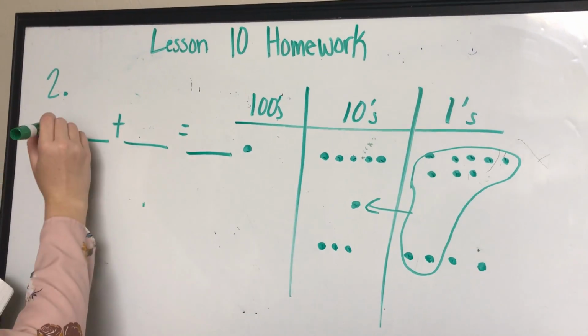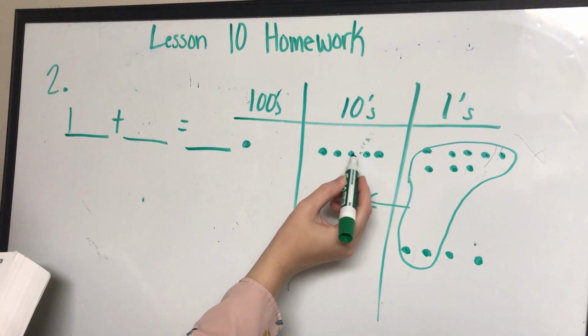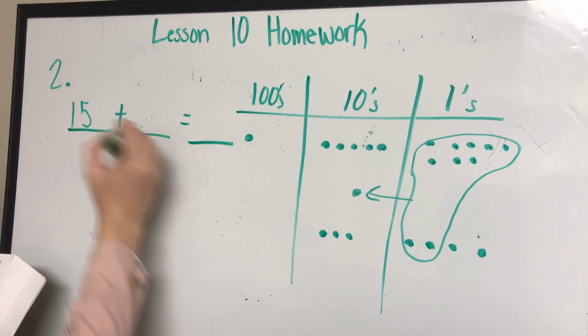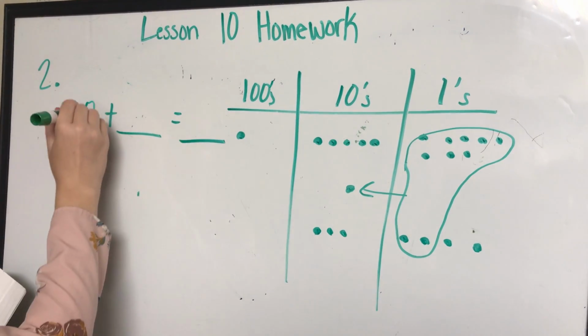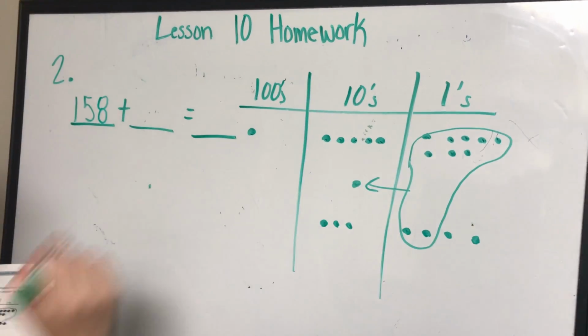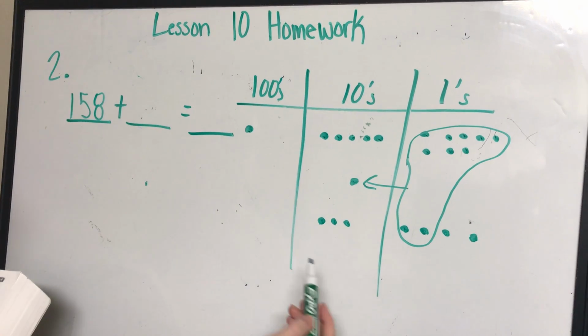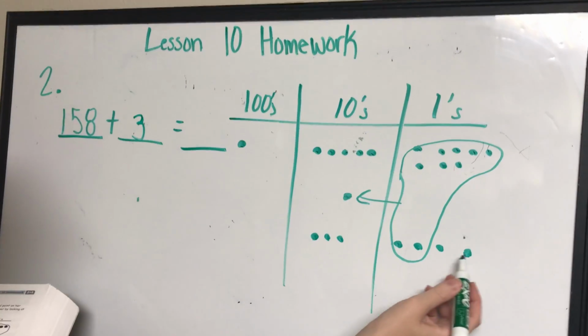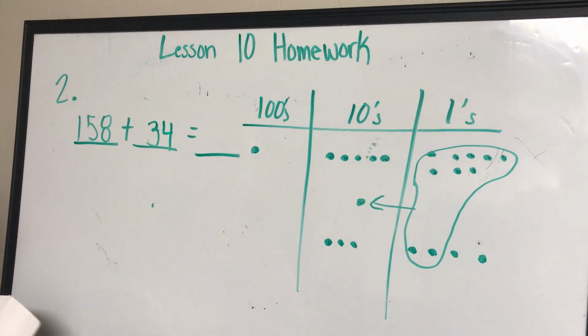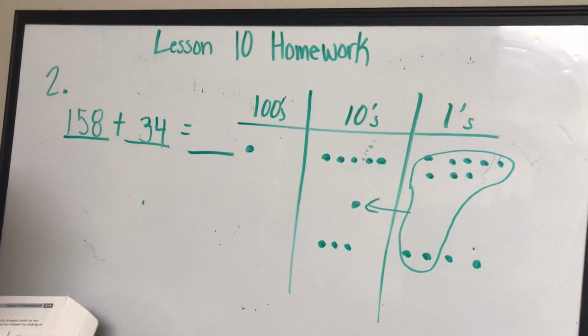So we have 1 in the hundreds, 1, 2, 3, 4, 5 in the tens, 1, 2, 3, 4, 5, 6, 7, 8 in the ones. Wow, so we know it was 158 was her first number. Her second number was 3 tens, 4 ones. Now what was the final answer? We can still do this.